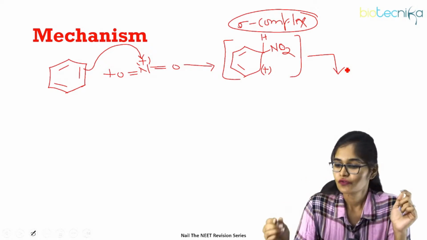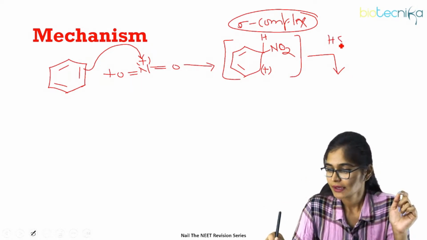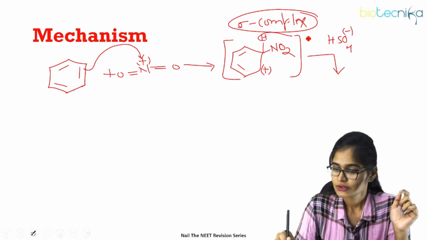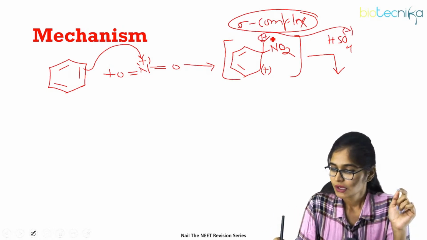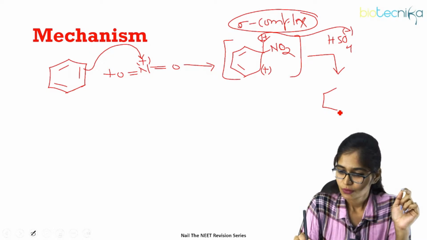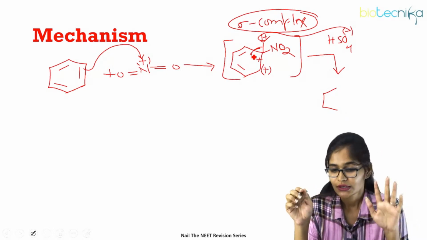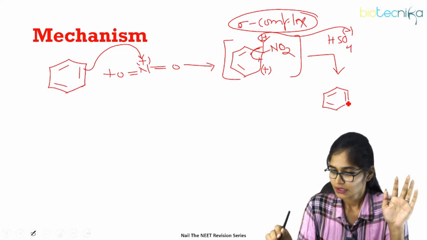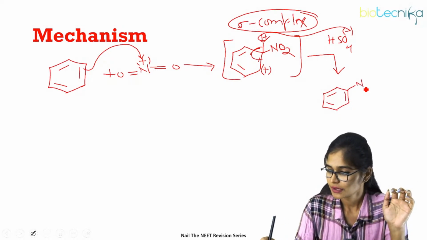So that HSO4 minus will now come back and attack the proton and grab the proton out. So it will grab the proton out, and the proton goes as H plus, leaving the electrons behind, right? So now you can see benzene along with double bonds, and here you have your NO2.